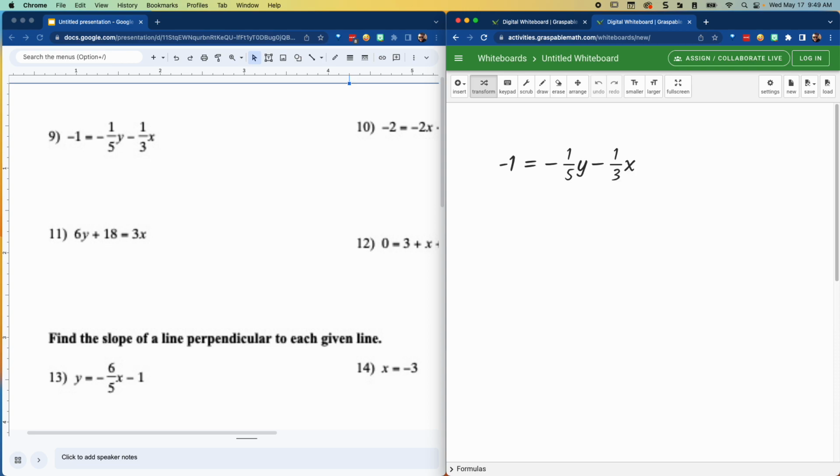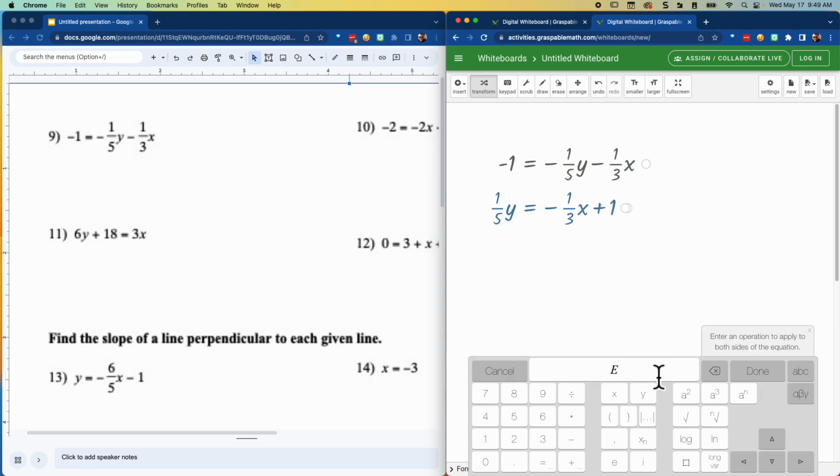All right, so that's my equation, and I want to get y by itself. So I'm going to do a couple things. I'm going to drag this minus sign, which pulls the whole y term over there, and then I'm going to drag the -1 over to the other side. So now I have 1/5 y equals all this. How do I get rid of 1/5?